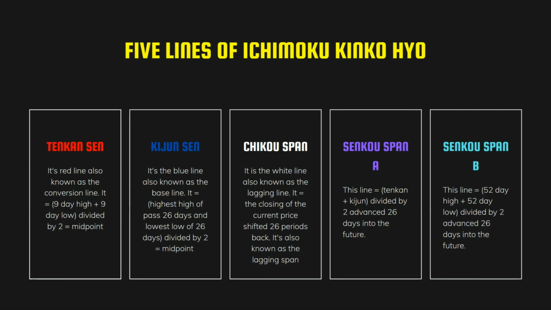Looking here, Senkou Span A is the Tenkan-sen and the Kijun line added together, divided by 2, advanced 26 days into the future. And then we have our Senkou Span B. This is the 52-day high plus the 52-day low divided by 2, advanced 26 days into the future. All right.